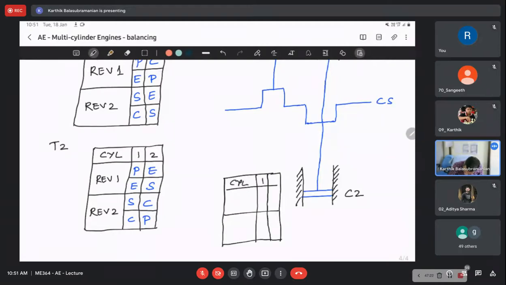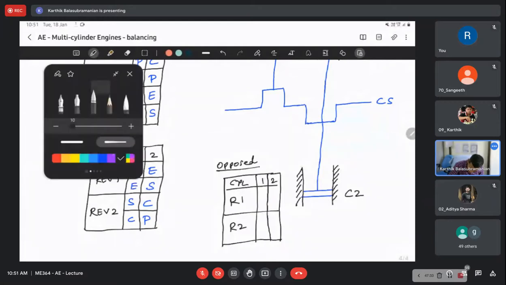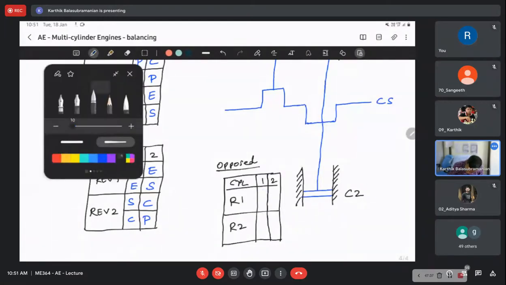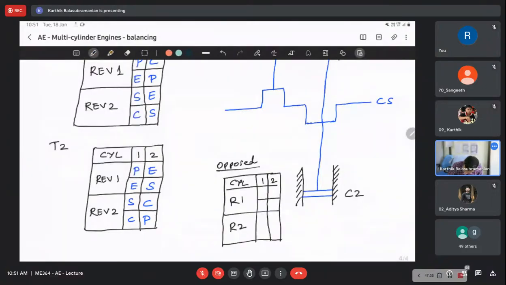So now cylinder 1, 2, revolution 1, revolution 2. So this is opposed. So now if I have, sorry. So let's say I have power stroke in cylinder 1. I can have suction in 2.